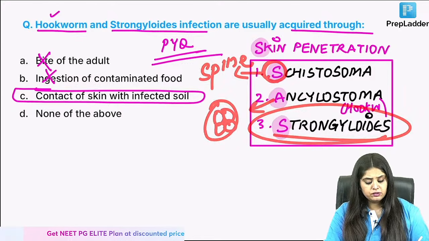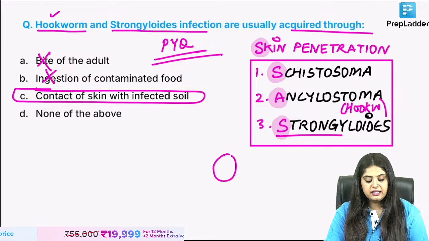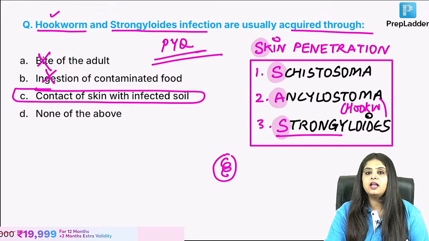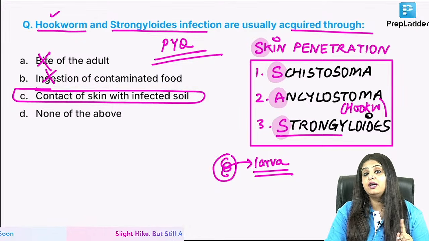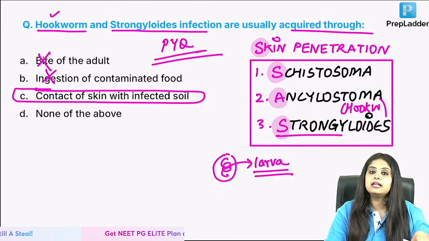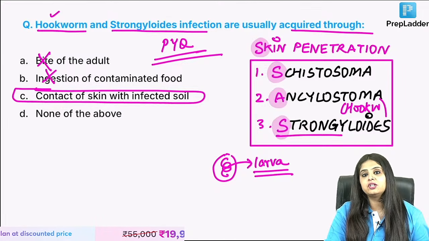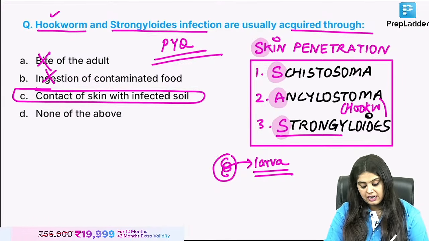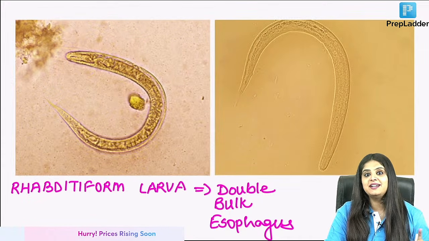Why? Because strongyloides is very strong. When the egg is laid and the larva is inside it, the larva comes out, it breaks the egg and the larva is going to come out. It is not that strongyloides does not lay eggs. Strongyloides also lays eggs, but that larva is so strong that it just breaks the eggshell and comes out. So now the larva identification of strongyloides will be given to you. They will not give you the egg identification.